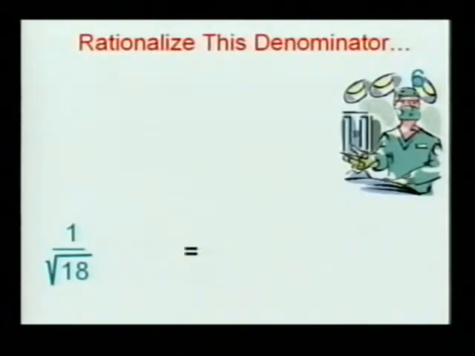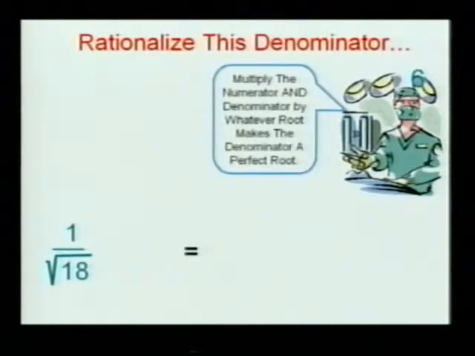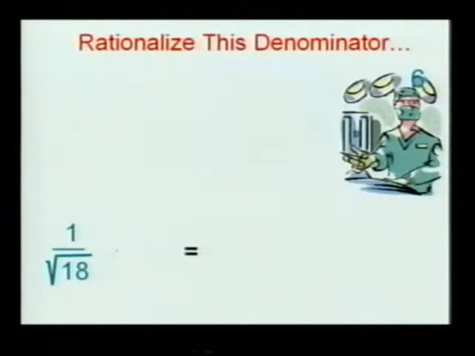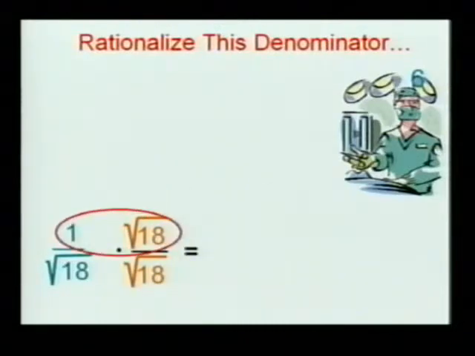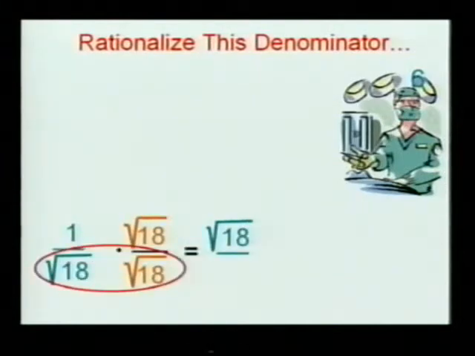What are you going to do on this bad boy? Well, one might say, I'll use my old trick, multiply top and bottom by that radical. And that will work. But let's see what happens. I get square root of 18 here. And square root of 18 times square root of 18 is 18. That's why it's the square root of 18.